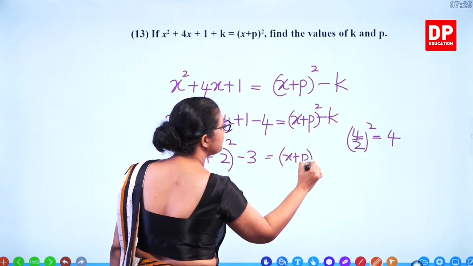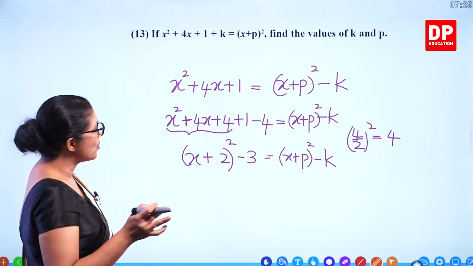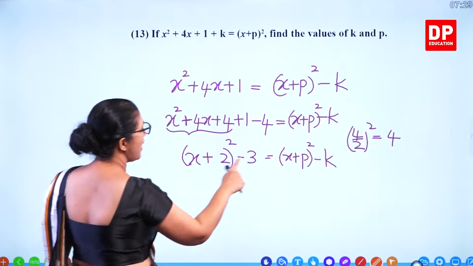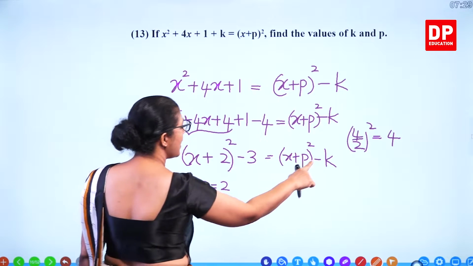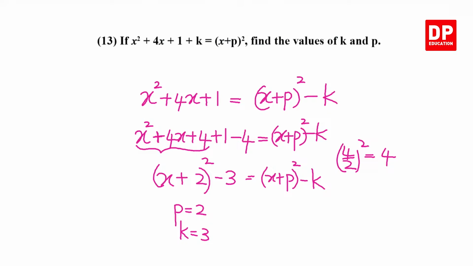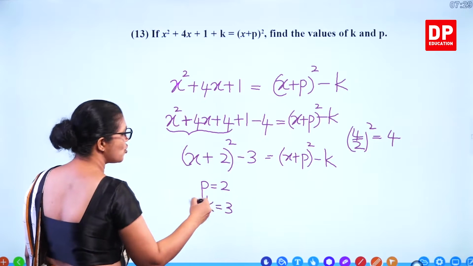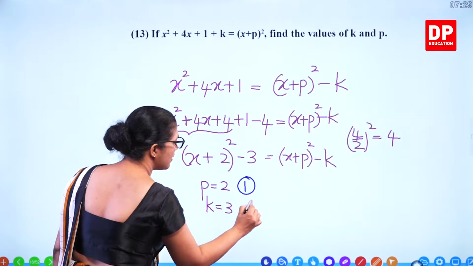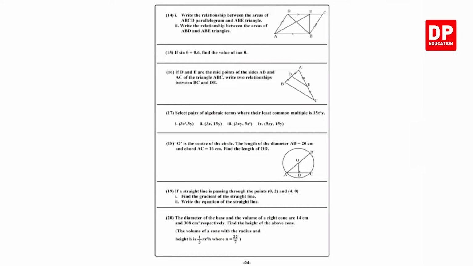Now see. You can compare both sides. When you compare, you can see P equals 2 and K. Minus sign is there, so K equals 3. So identifying both the constants, coefficients, 1 mark and 1 mark there. Now you can try question number 14 to 20.